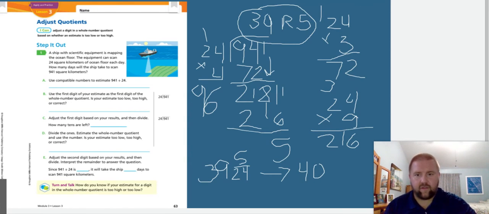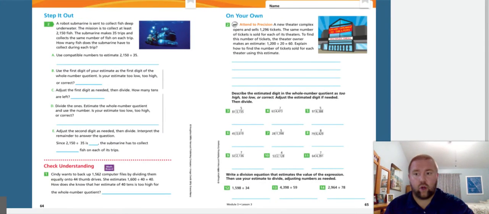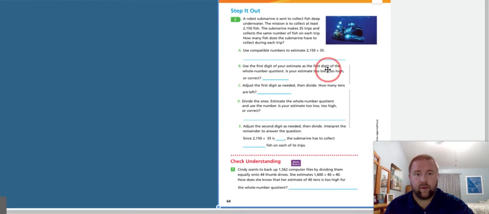So again, interpreting the remainders, understanding what it means, and changing our quotient based upon the remainder is a difficult concept. So we are going to move on and try another example. So here's another example that we have.